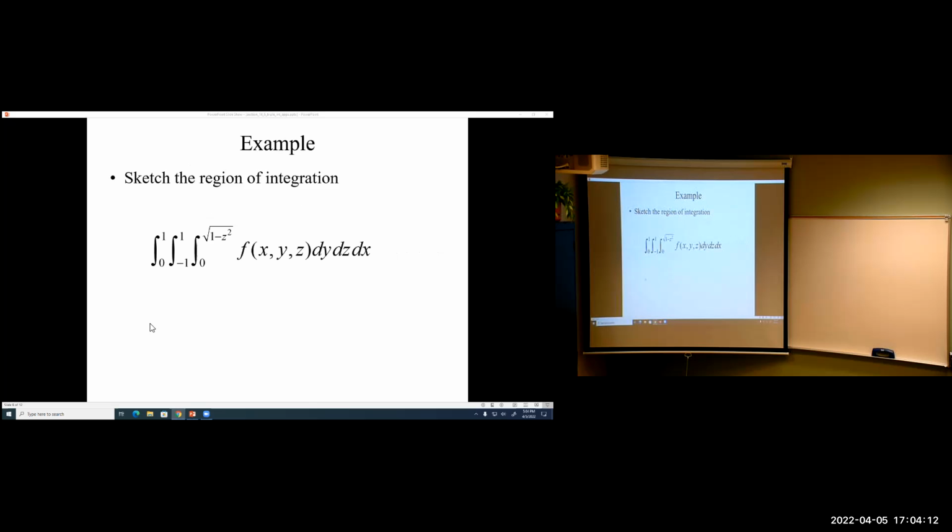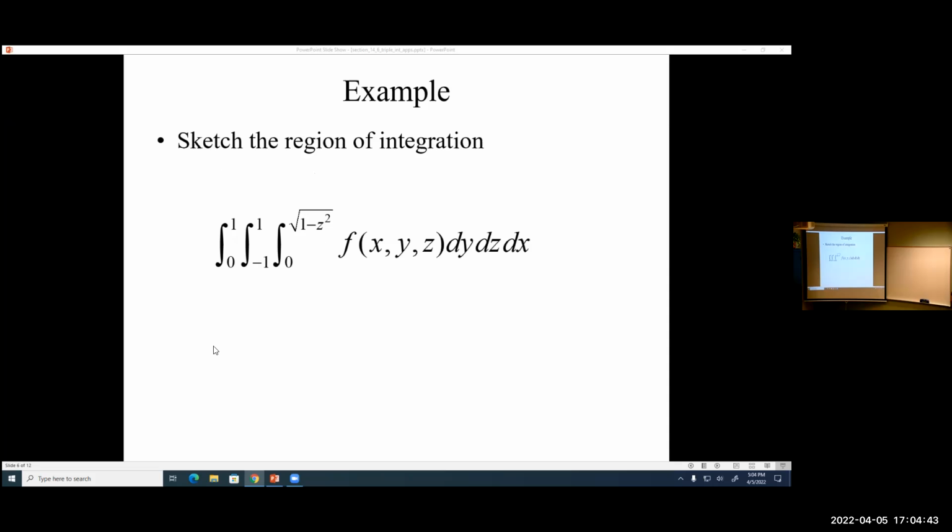So let's talk about this first, because this is something we need to be able to do. We have to be able to go in both directions. We have to be able to take a region and set up the limits, but we also have to be able to take the limits and set up a region. So we need to know what this region here looks like. Look at what's happening: y is going to go from 0 to the square root of 1 minus z squared.